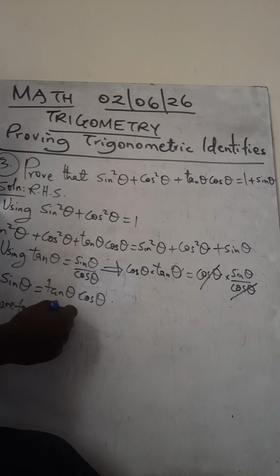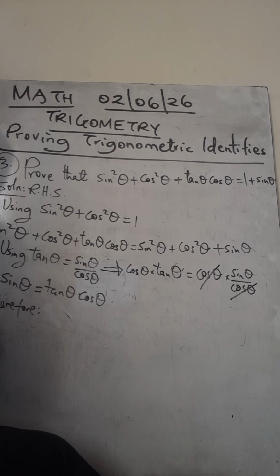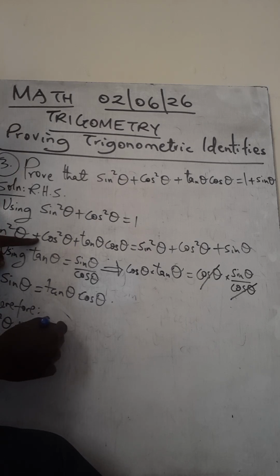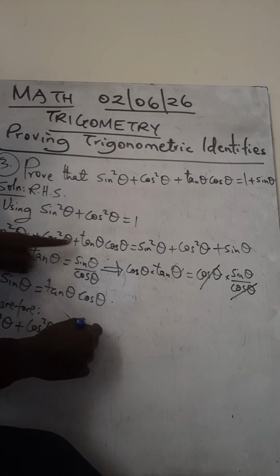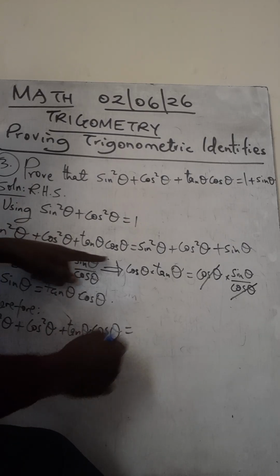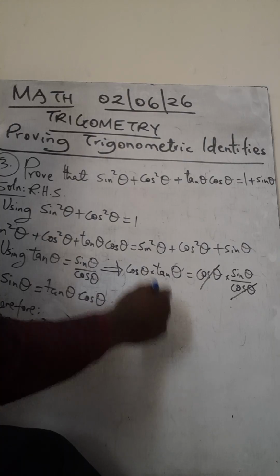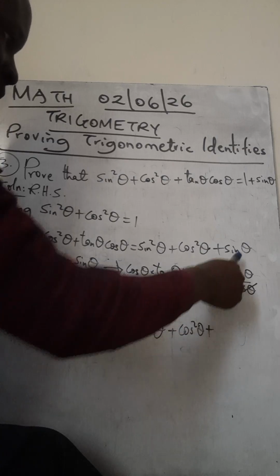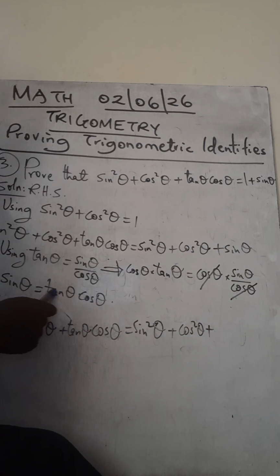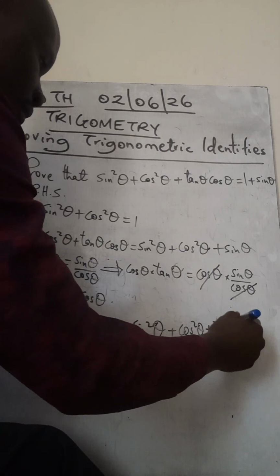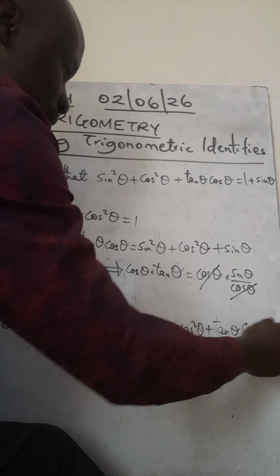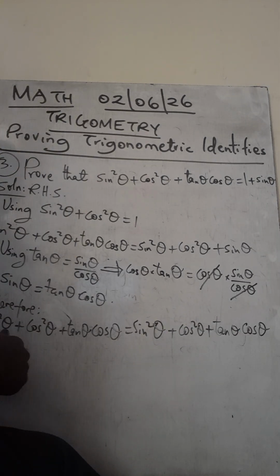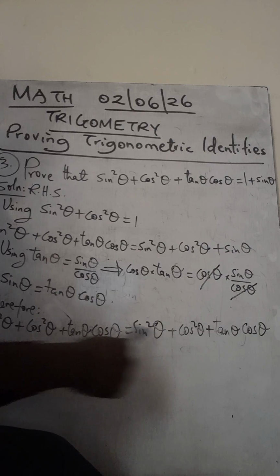Therefore, sine squared of theta plus cosine squared of theta plus tangent of theta cosine of theta equals to sine squared of theta plus cosine squared of theta, but where there is sine of theta, I put there this thing. You see that? Tangent of theta, cosine of theta. Yeah, when you look at them, they are just the same. Left hand side equals to right hand side.